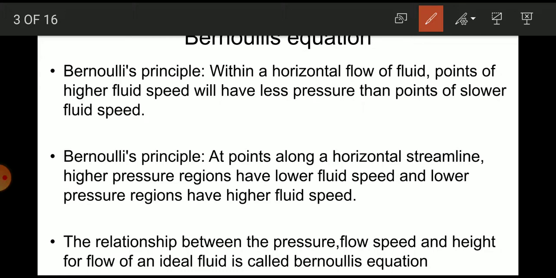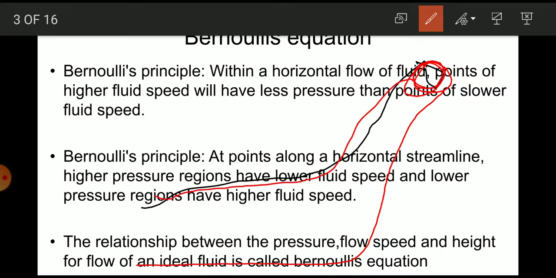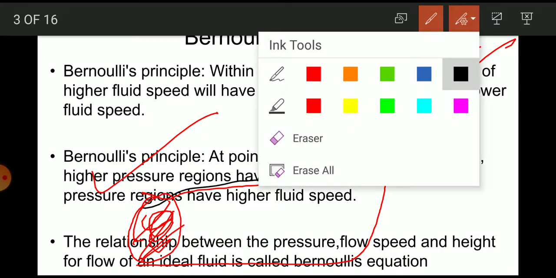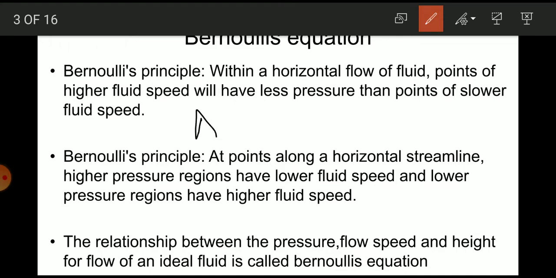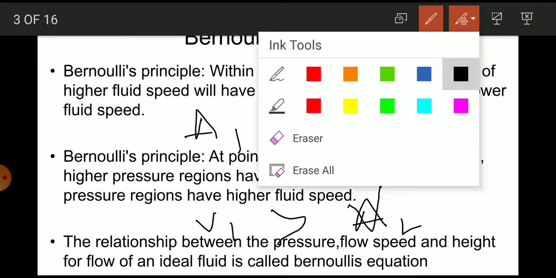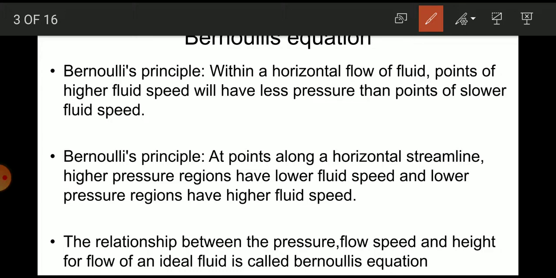Bernoulli equation is an equation which, if you take a system of pipe in which water is flowing, try to understand. Here the area is less and here the area is greater. So where area is greater, pressure will be less. Where area A1 is less than area A2, then velocity V1 will be greater than velocity V2. Where velocity is greater, area will be less. Where area is greater, velocity will be less.